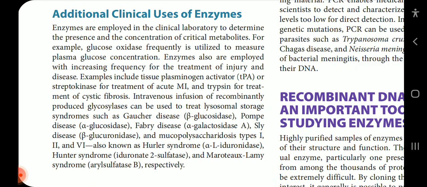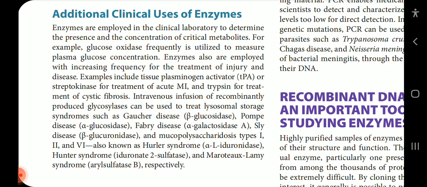Enzymes are employed in the clinical laboratory to determine the presence and the concentration of critical metabolites. For example, glucose oxidase frequently is utilized to measure plasma glucose concentration. Enzymes also are employed with increasing frequency for the treatment of injury and disease. Examples include tissue plasminogen activator (TPA) or streptokinase for treatment of acute MI, and trypsin for treatment of cystic fibrosis.